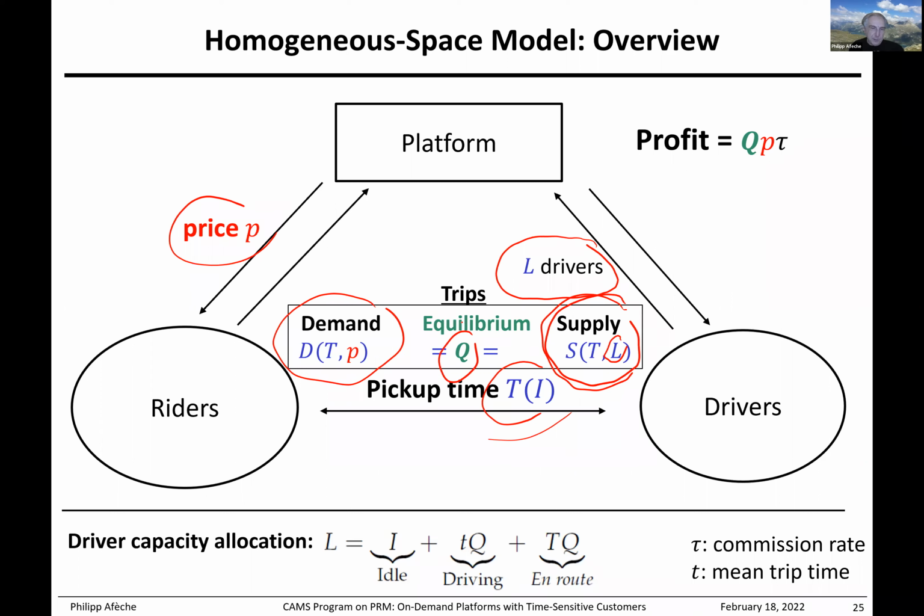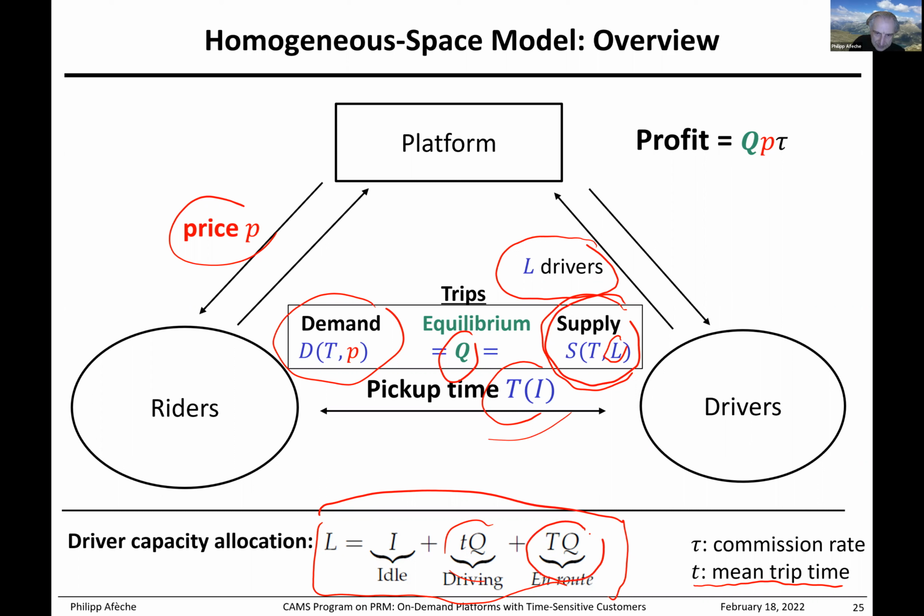This here is going to be a fundamental relationship, and it's actually quite intuitive. It's basically saying, how can drivers spend time in this model? They can be in one of three states. They can be idling, waiting for a request. They can be driving a customer, and the model here assumes that T is simply the mean trip time. Or they can be en route, meaning they are dispatched, but they haven't reached the customer yet.